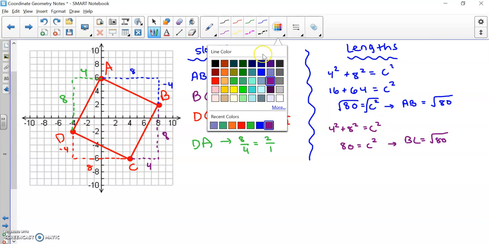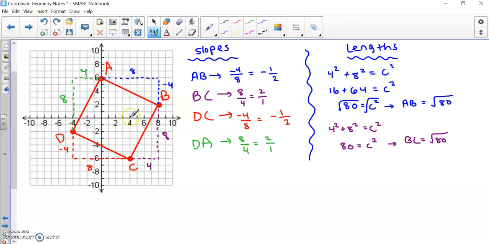And again, now we do DC. Hopefully you notice, same size legs. It's still a 4 and an 8. So it'll be the same thing. Again, we'll get 80. And so we find out that this length is also the square root of 80.